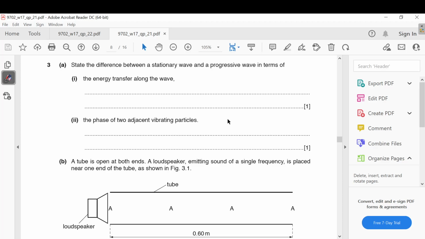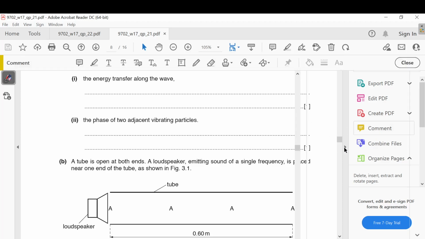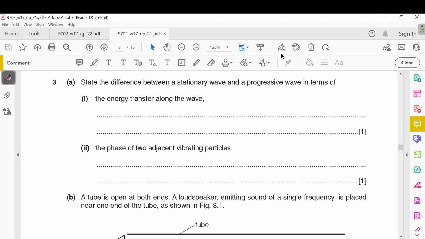Here is a question. State the difference between a stationary wave and a progressive wave in terms of energy transfer. In a progressive wave, the energy always transfers from one place to another in the direction of wave motion. But in a stationary wave, energy does not transfer from one place to another. It converts from one form to another within the loop.